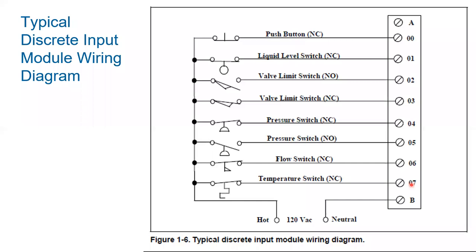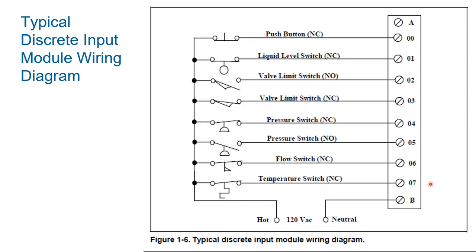All it knows is I'm on or I'm off. And if I'm on, it's going to be a 1. And if this is off, there's no voltage on this screw, then it's a 0. And that's how the input card works.